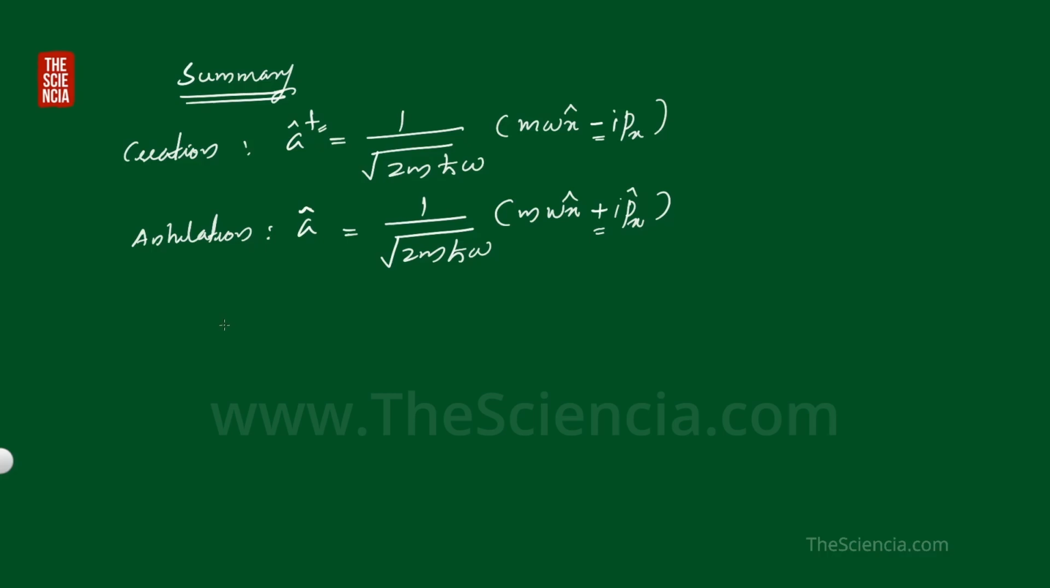And we got that a dagger, if it operates on a certain state n, gives root n+1 ket n+1. And if the annihilation operator operates on a certain state, we get root n ket n−1. Okay, please remember these two equations. Very important.